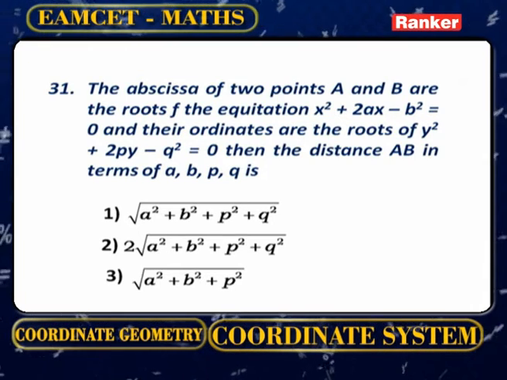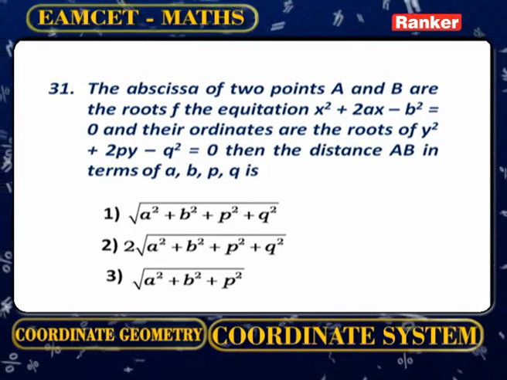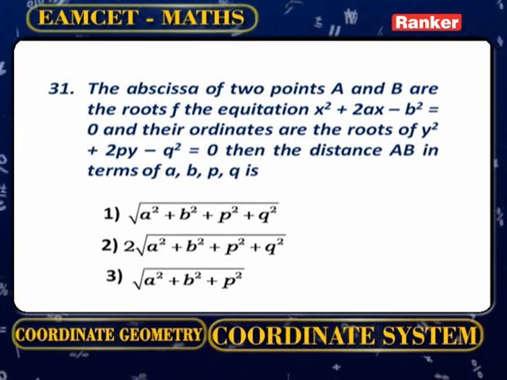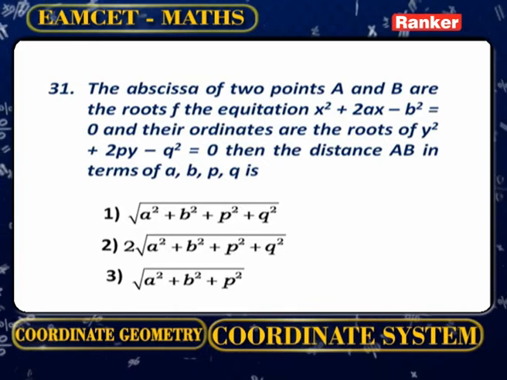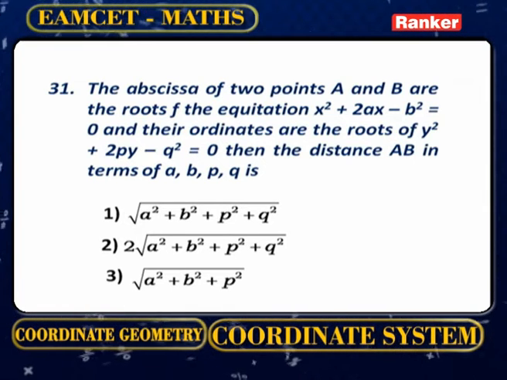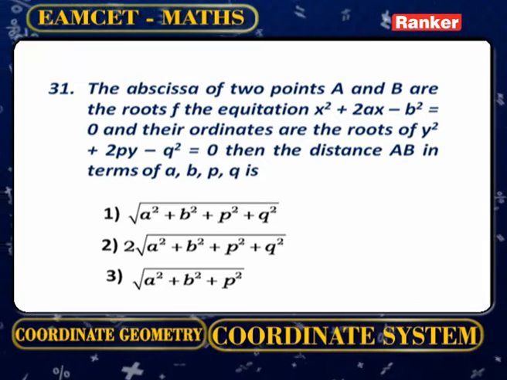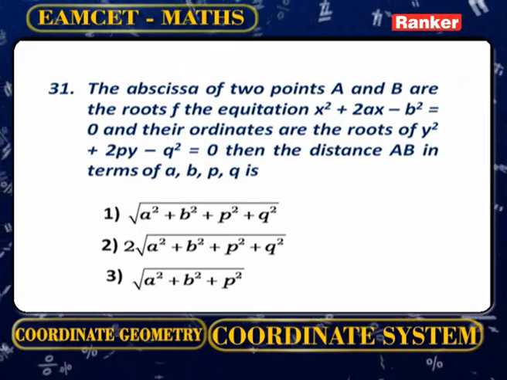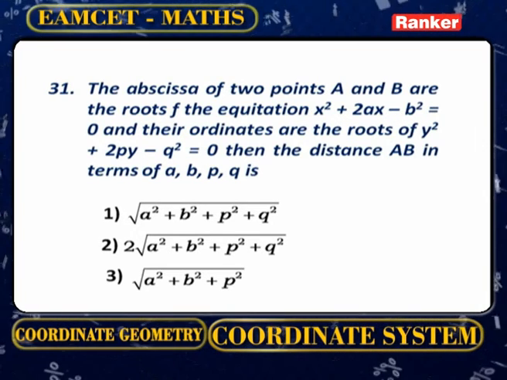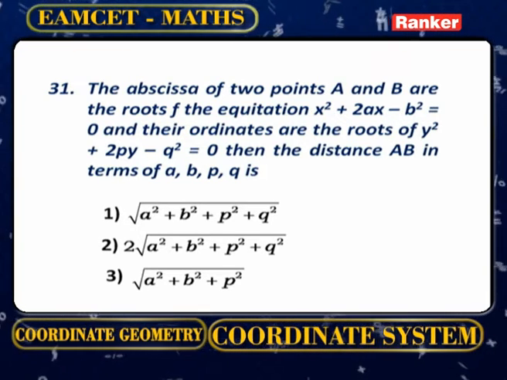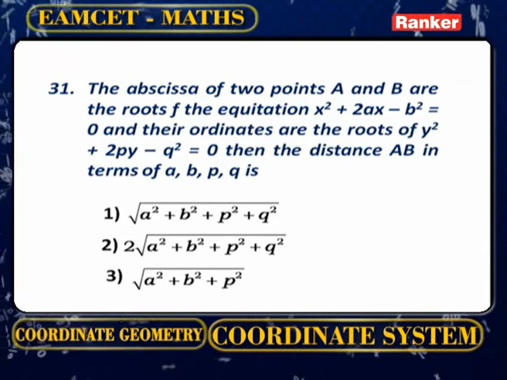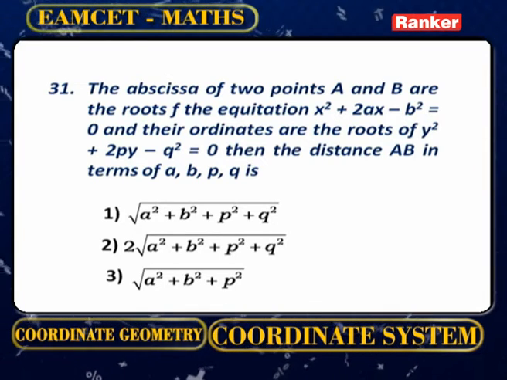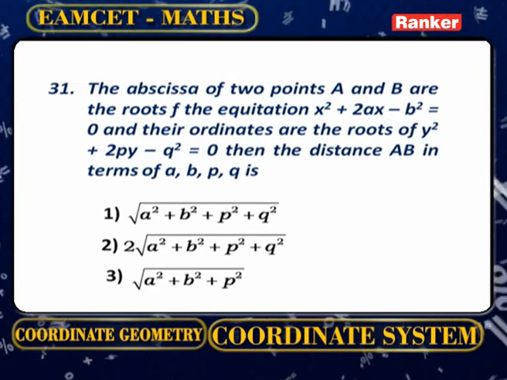The abscissae of 2 points A and B are roots of the equation x square plus 2ax minus b square equals 0, and their ordinates are roots of the equation y square plus 2py minus q square equals 0. Then find the distance between AB in terms of a, b, p and q.